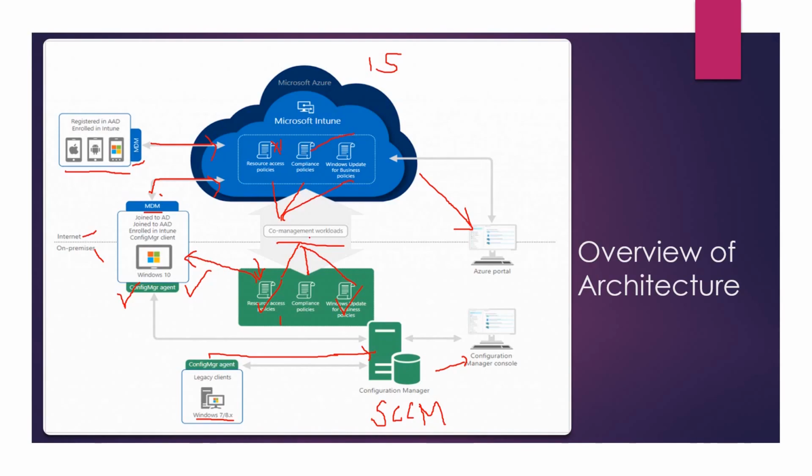Okay, so depending upon this co-management workload, depending upon where we have set it, we can set the co-management workload either to SCCM or to Intune. And if we set a specific workload to Intune, then all the policies that are determined by that workload will be delivered to the device from Intune. And if we set it to SCCM, all the policies that are determined by that workload will be sent by SCCM. So I hope that this picture helps us understand how exactly the management is happening.